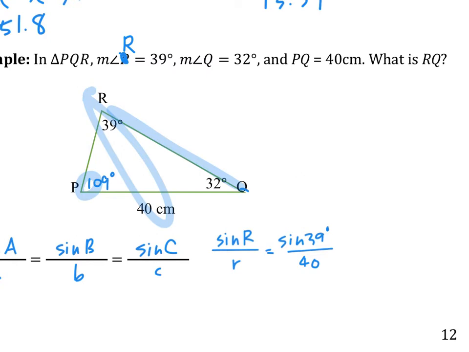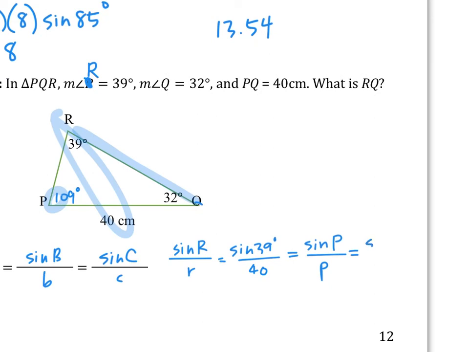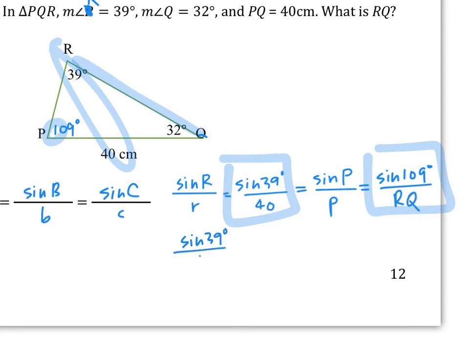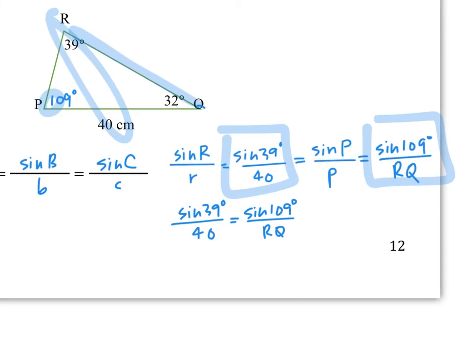Okay, so then we can say that this ratio of big R over little r is the same as the sine of angle P over its opposite side P, which is sine 109 over RQ. All right, sorry, this is a little messy. So the part that we really need are these two. So I'm going to set them equal to each other and we're going to solve. So sine 39 degrees over 40 is sine 109 over RQ. And all we need to do is cross multiply to solve.